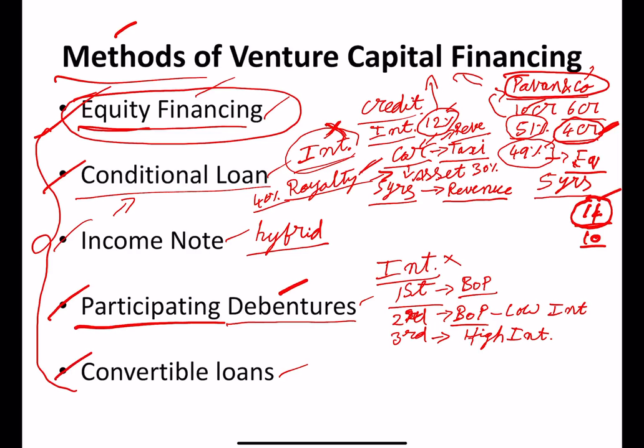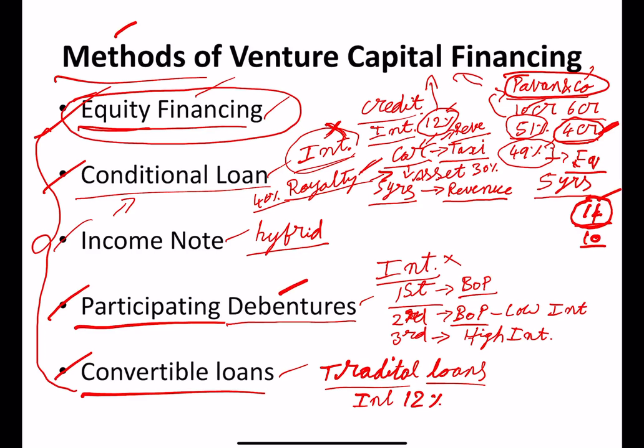The last one is convertible loans. Convertible loans are traditional loans, which are given by venture capitalists at the prevailing interest rates. For example, in the market at present 12% is there. I can borrow a loan from venture capitalists, and every year I have to pay 12% because it is 12% per annum. This is called convertible loans. Why is it called convertible loans? They can be called traditional loans.